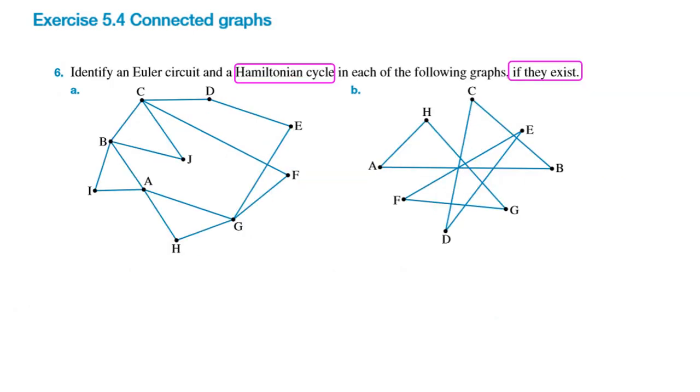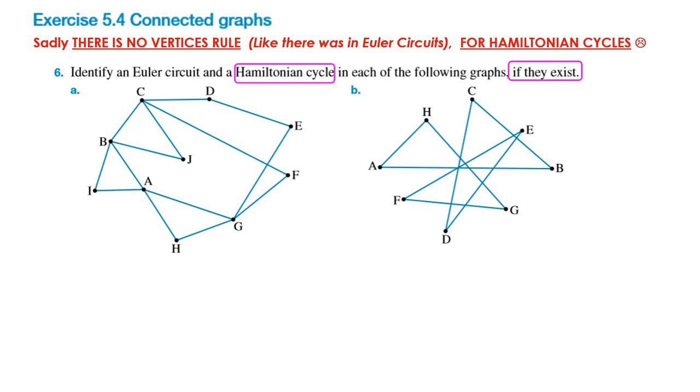All right, now question 6, we did the Euler circuits previously. This time we're doing the Hamiltonian cycle, if they exist. So maybe you cannot do a Hamilton cycle, and that's possible on a network. There are some networks that are shaped such that you cannot do a Hamiltonian cycle. Now, unfortunately, sadly, there's no vertices rule.